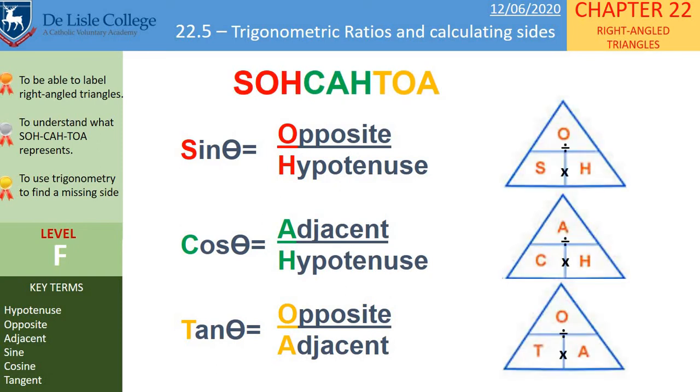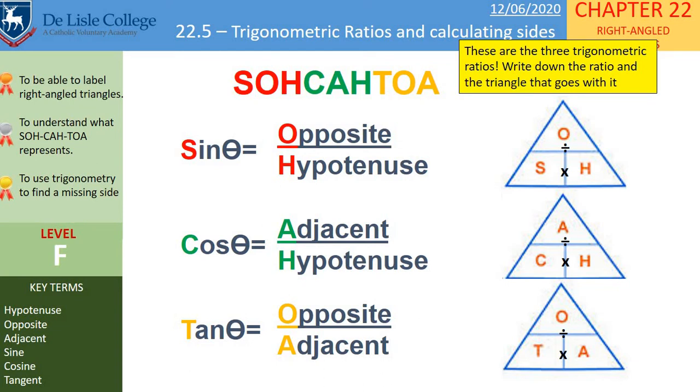Okay, and what I need you to do is to write down the ratio and the triangle that goes with it. So this idea here of sine theta, cos theta, and tan theta, that means the angle. So when you're trying to find the angle, you're using these particular sides to help you. So what I would like you to do is maybe write SOHCAHTOA, and then make sure you get these triangles down. And do you remember we did compound triangles before, when we looked at speed, distance, time, pressure, force, area?